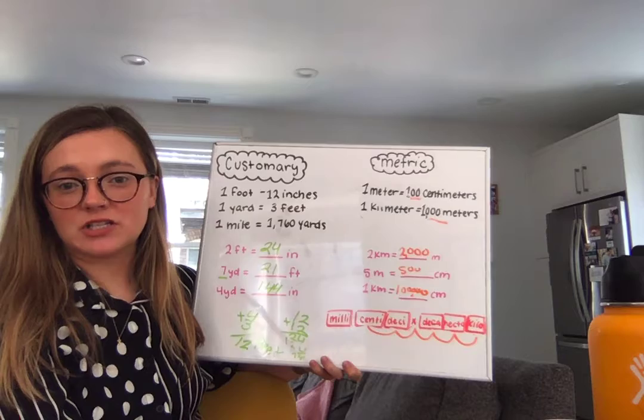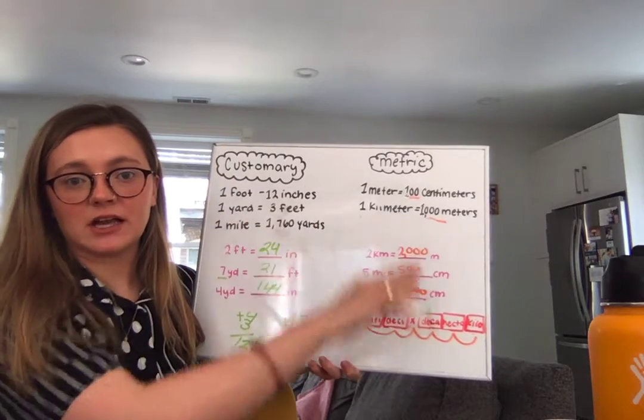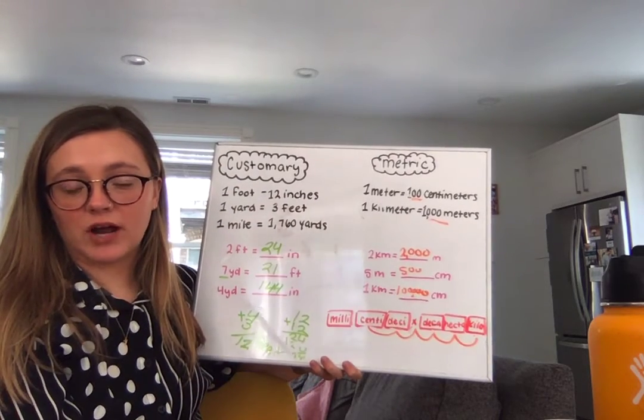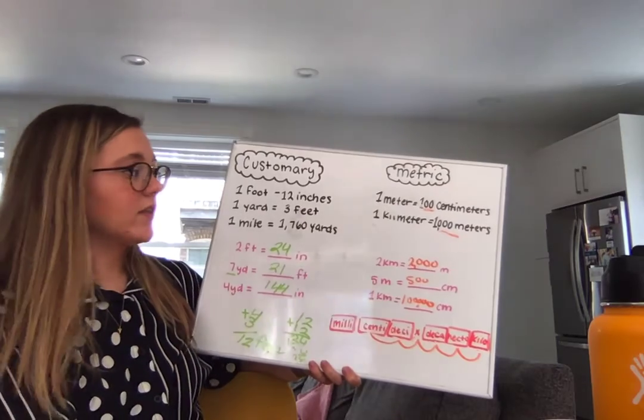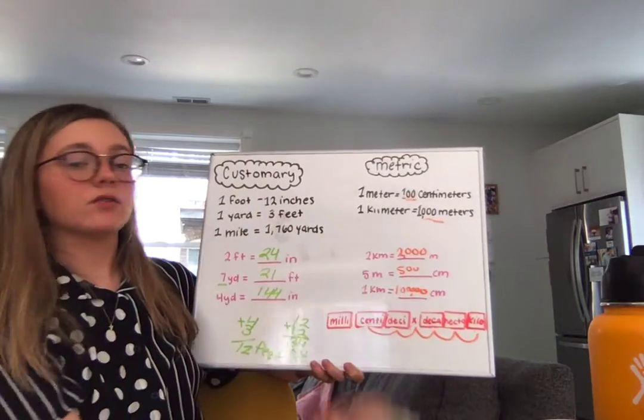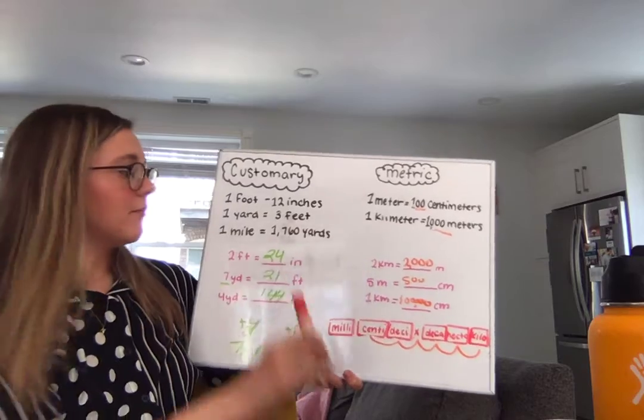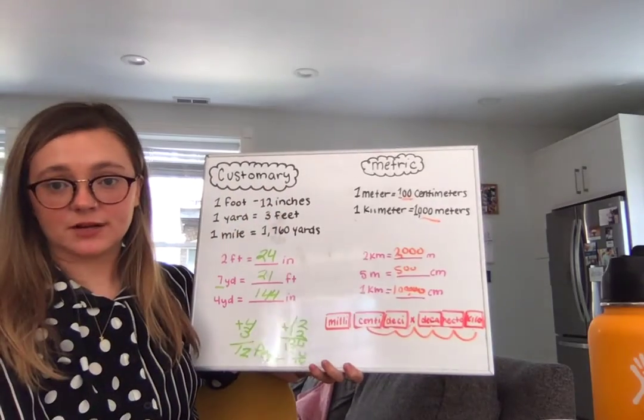All right, I'm going to put some questions like this for both customary and metric in a Google form for you to practice. The most important thing is to remember, if you took these notes, is to multiply by the second number to get your answer, okay?